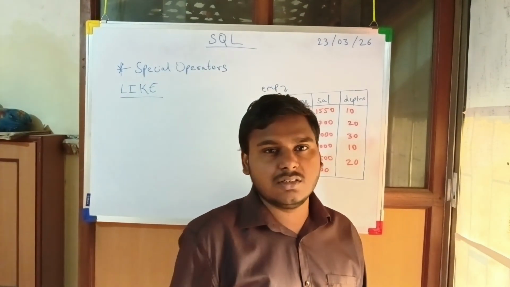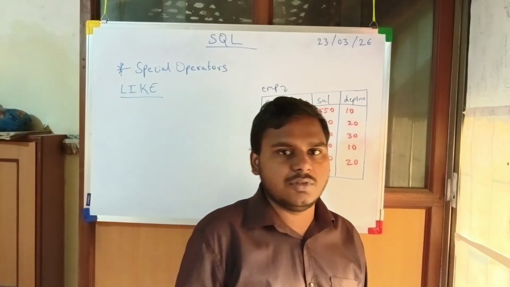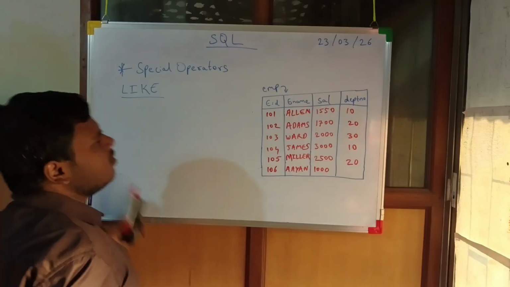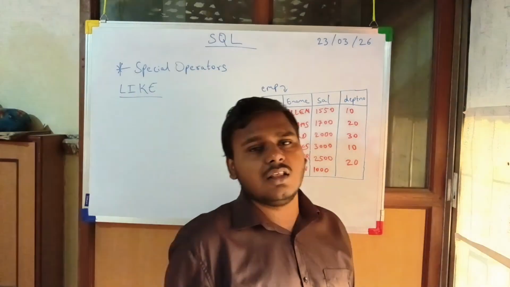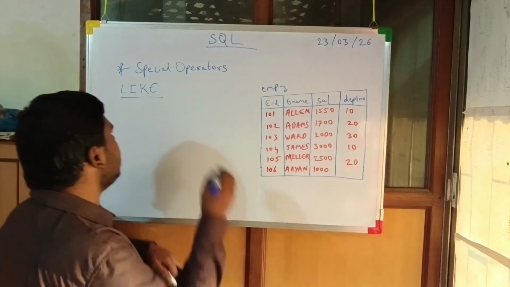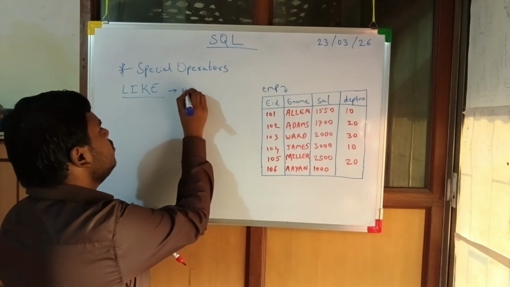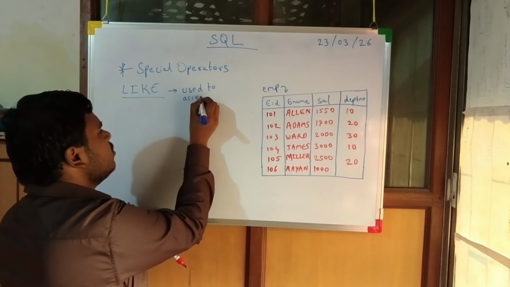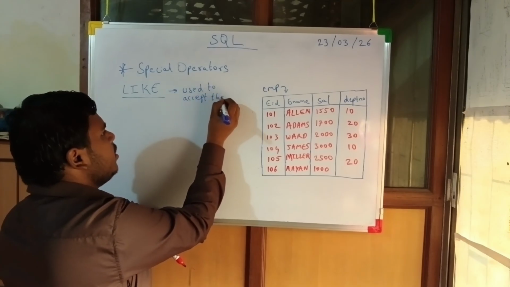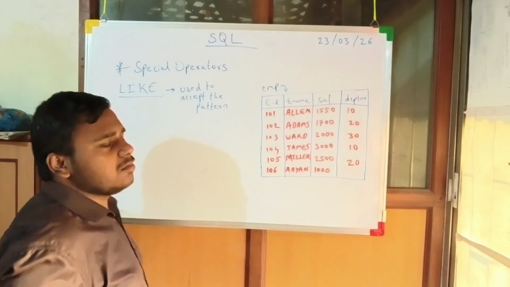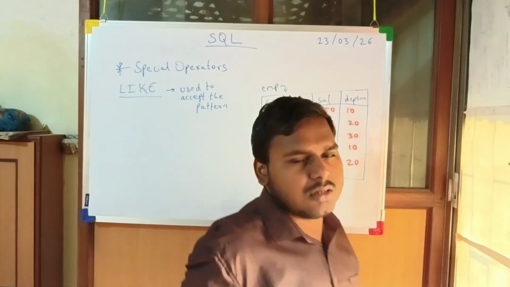Not like means to reject. Not means what? Opposite of like. Simply you can say other than like, whatever is left is accepted by not like. Like means what? It is used to accept the pattern. So what is the meaning of pattern? I'm not getting understanding, sir.